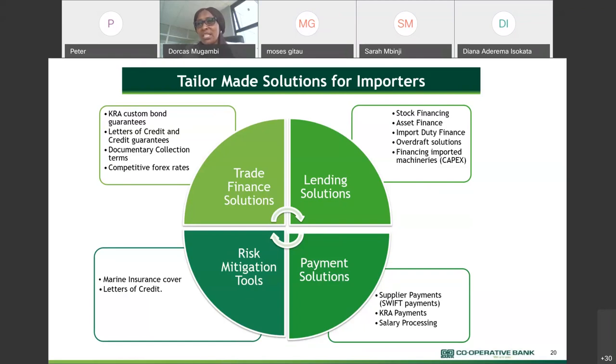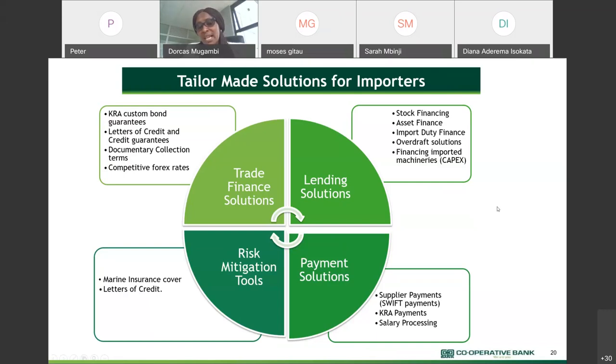Finally, when goods are in transit, they do require insurance. And this we call marine insurance. Again, as my colleague Moses said, it is an area that we would want to support you with. So that we give you a marine insurance to be able to cover your goods in transit in case of any damage, in case of any breakage, in case they are even stolen, then you are covered and you can always be compensated at any one time.